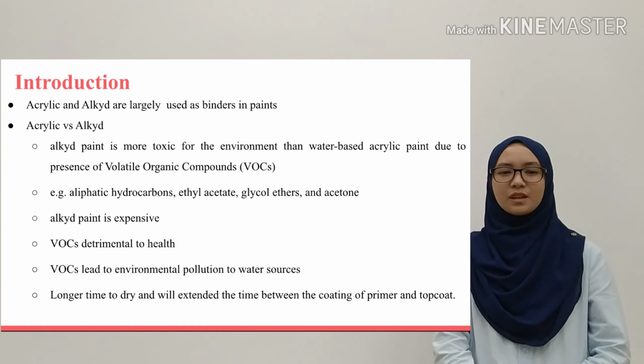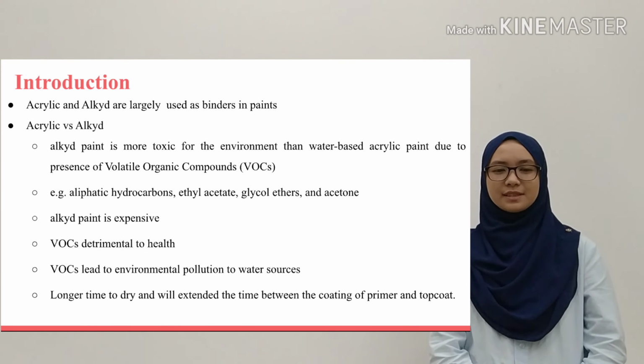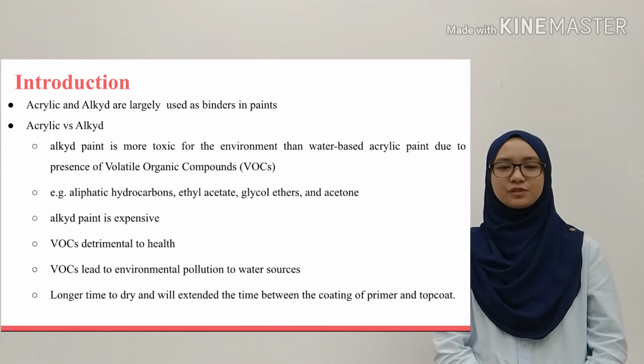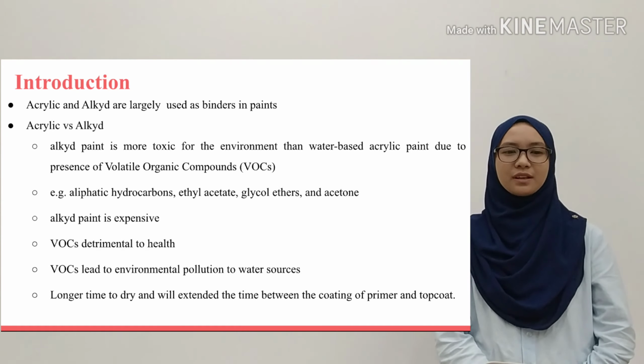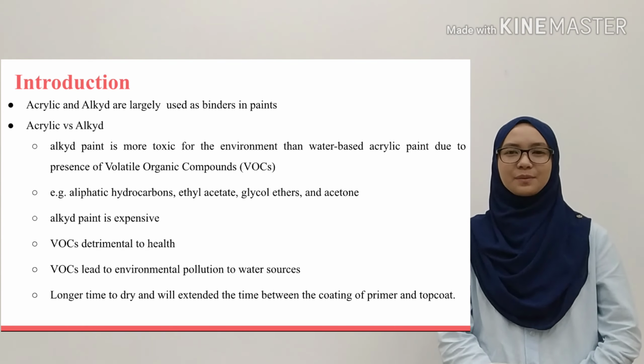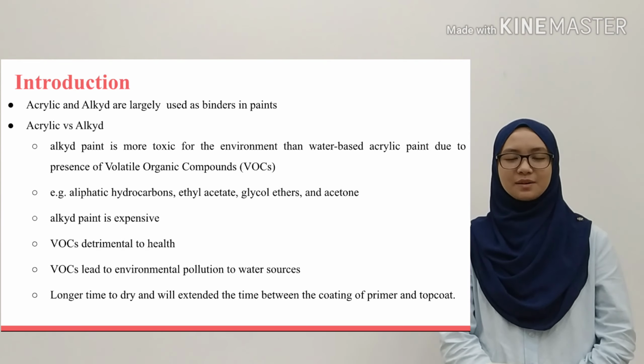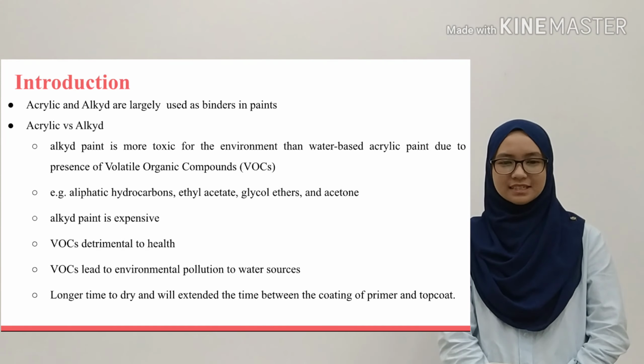to water sources. Moreover, alkyd paint is expensive and it takes a longer time to dry, which will extend the time between coating of the primer and top coat. Examples of alkyd paint are aliphatic hydrocarbon, ethyl acetate, glycol ether, and acetone.